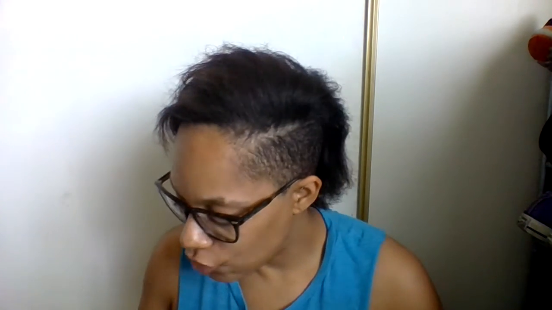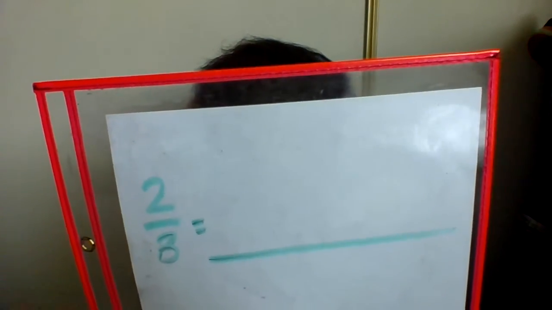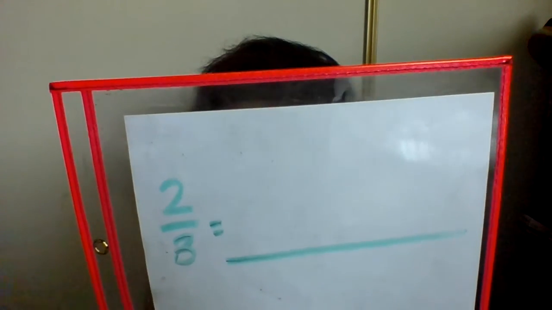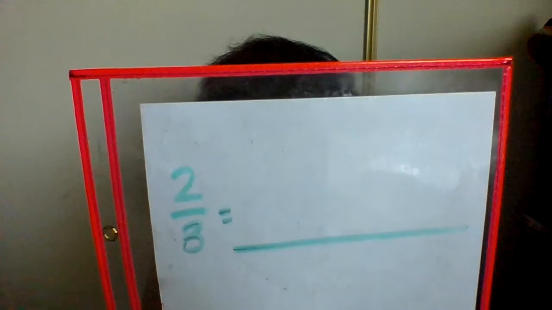Now, moving on to checking equivalent fractions. So here I have written 2/3 equals, okay? Now we can check our answer when we make an equivalent fraction by using cross multiplication. So we write 2 fractions side by side, okay? So I'm going to go ahead and add a fraction here.